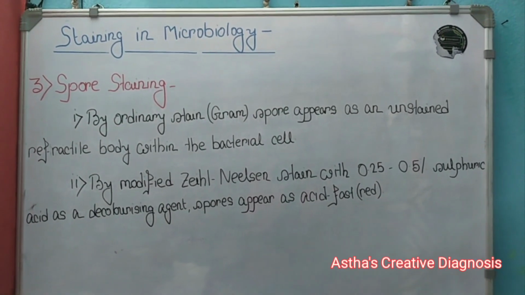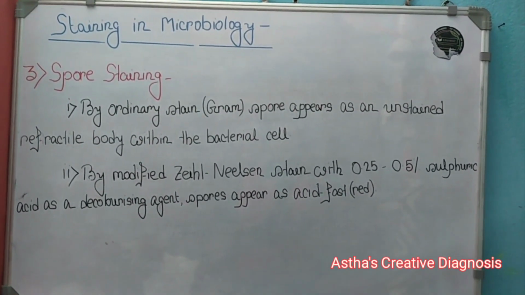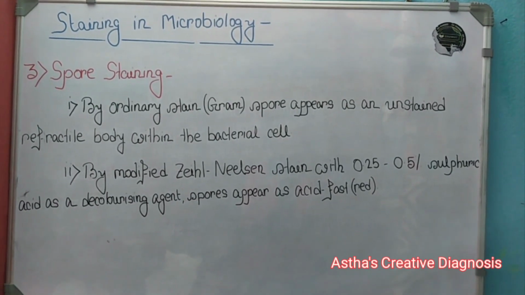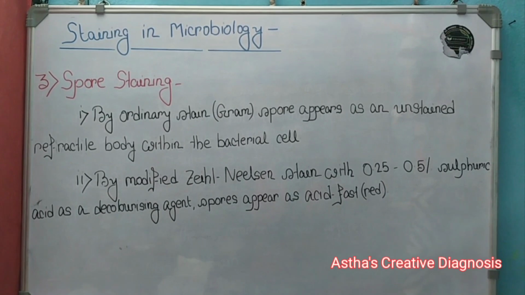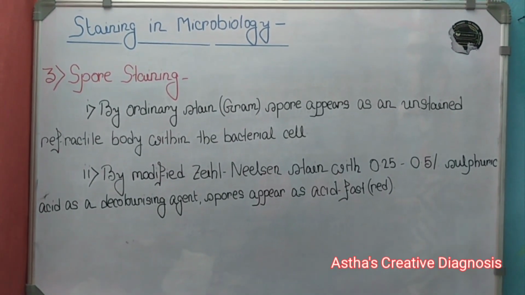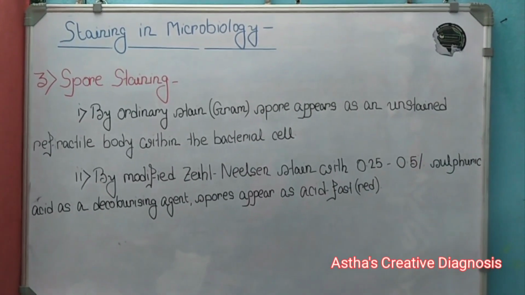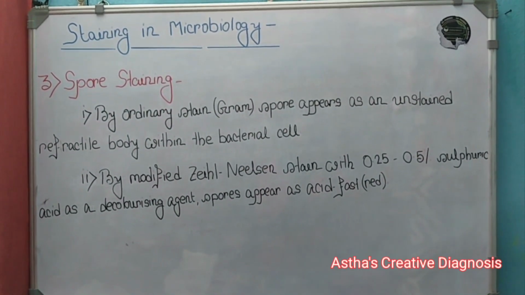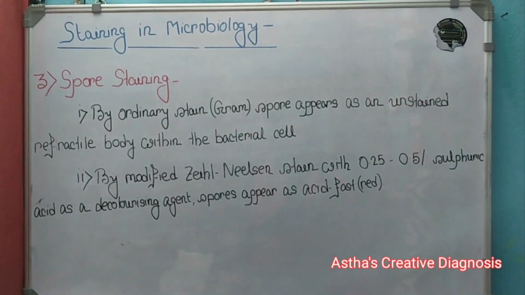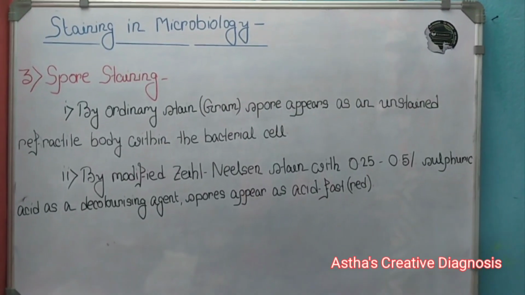Number 3. Spore staining. Number 1. By ordinary stain like gram stain, spore appear as an unstained refractile body within the bacterial cell. Number 2. By modified Ziehl-Neelsen stain with 0.25 to 0.5% sulfuric acid as a decolorizing agent, spore appear as acid fast, that means red color.